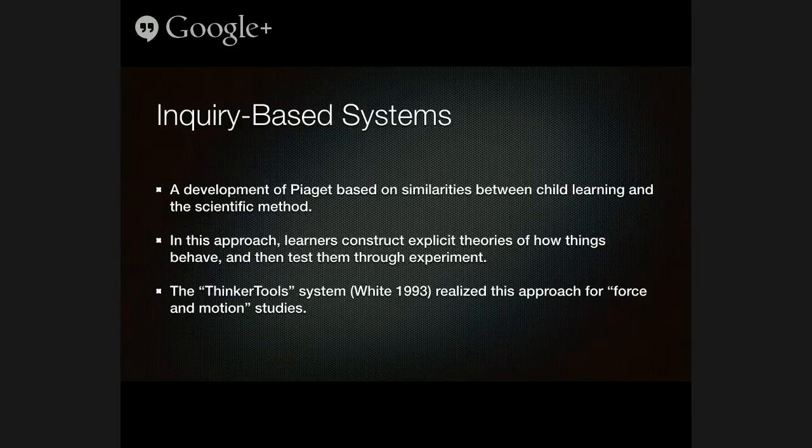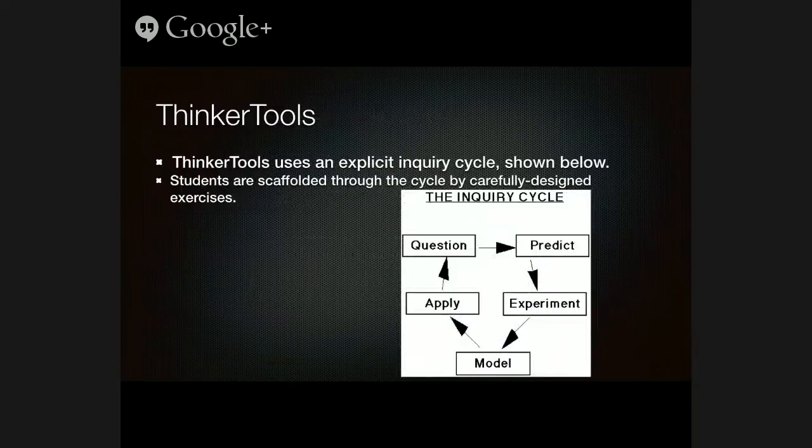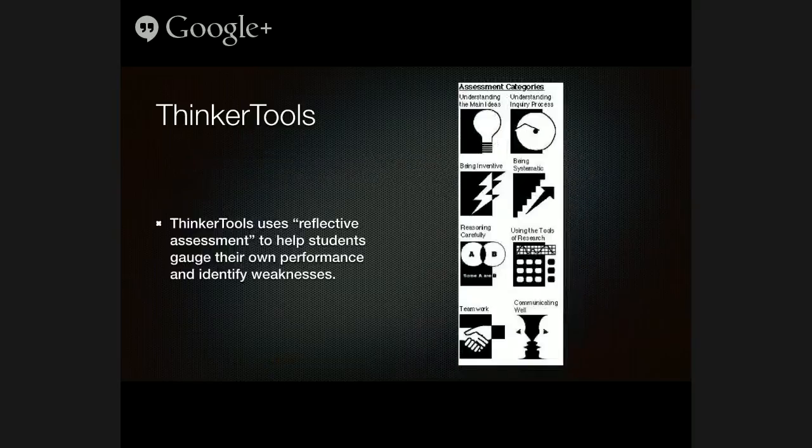Thinker Tools was the original innovator on this, where you explicitly ask the student a question, ask them to predict the outcome, have them do an experiment to determine whether they were right, model how that might apply to other situations, apply that model to how the world works, and then give them another question. And so it's basically iterative design for comprehension. It's about continuing to hammer on these notions until you're really sure you have the right idea.